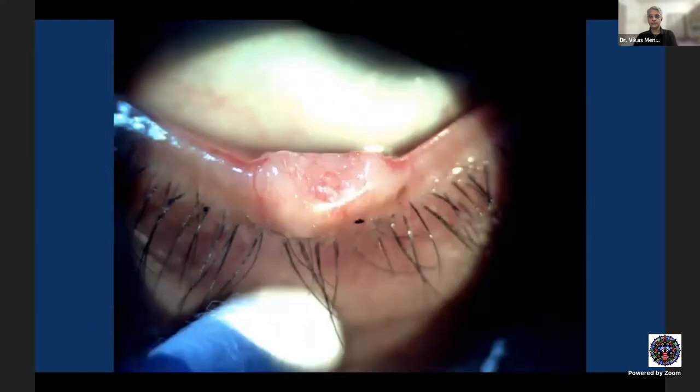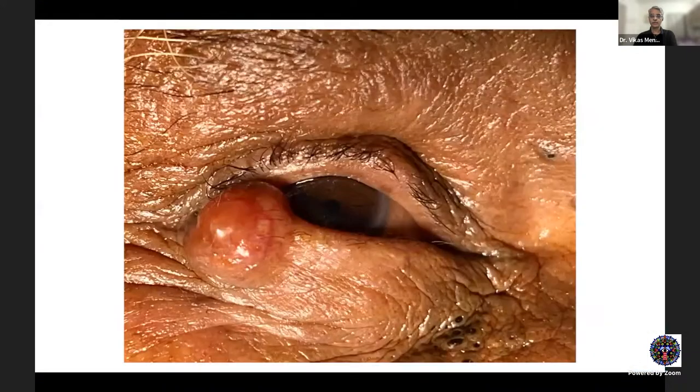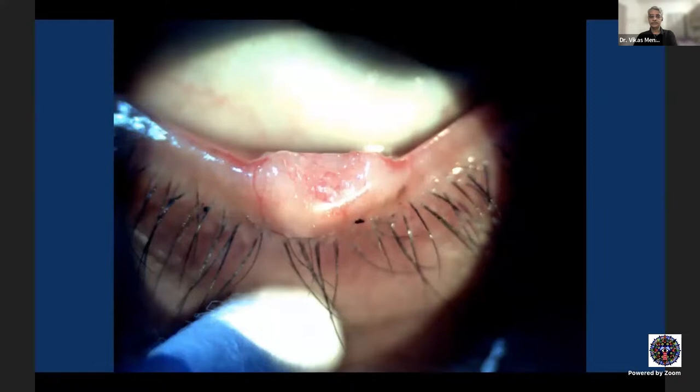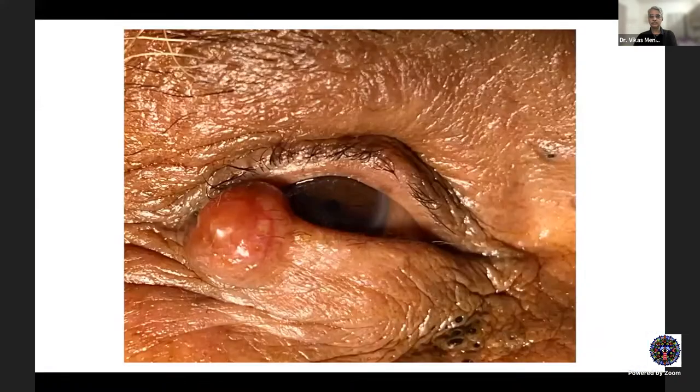Another angle to look at the same thing. So you see lots of vessels, a solid looking yellowish mass, sparsity of lashes. So these two, three things we note in this case also. The patient was biopsied, turned out sebaceous gland carcinoma.